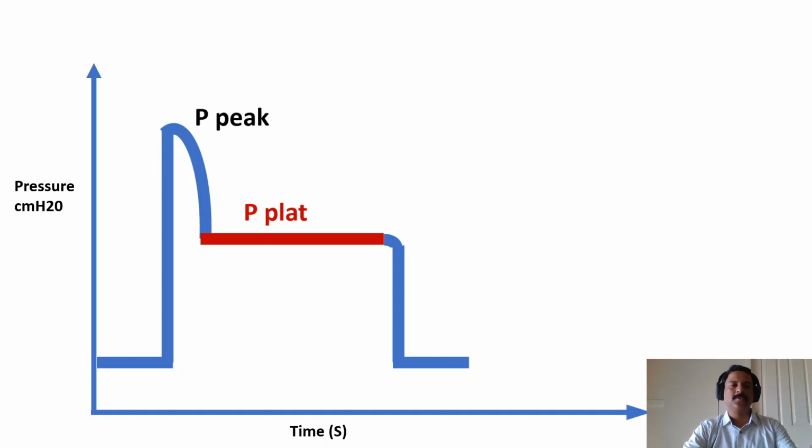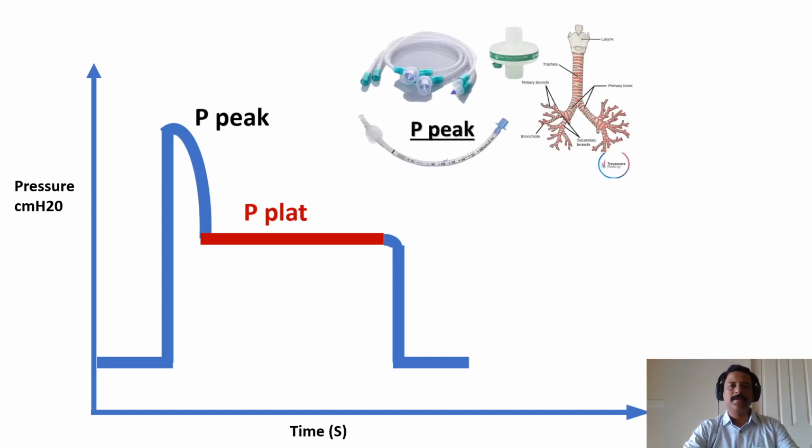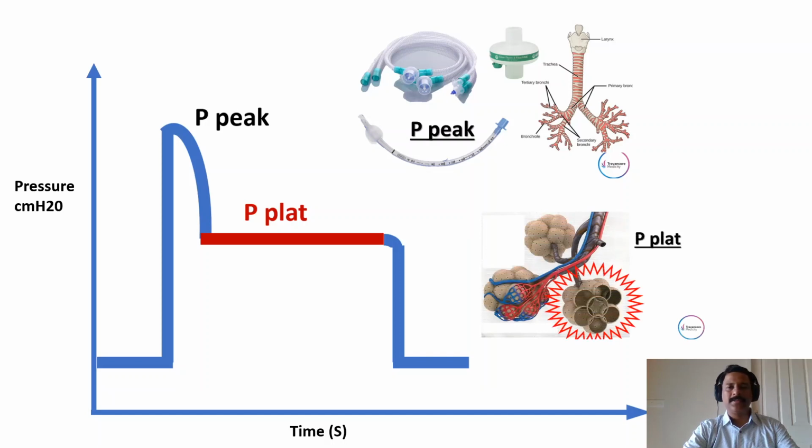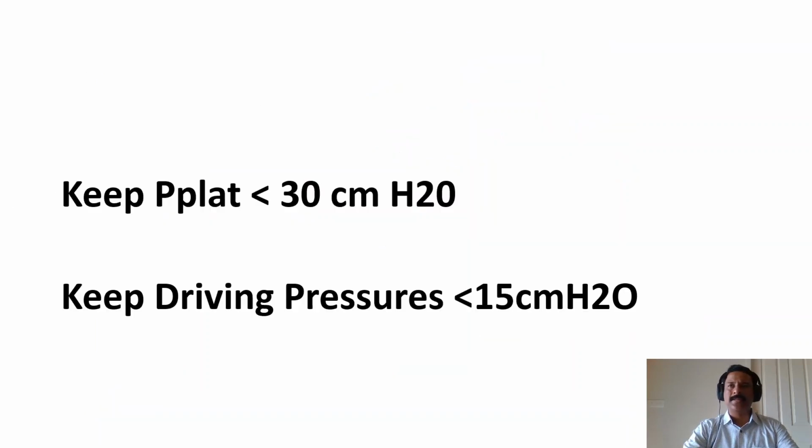We are having the highest most pressure, which is the P peak, and we are having a pressure which is constant throughout a particular time of the inspiration, that is during the inspiratory hold. This is known as the P plat. As I said before, P peak means the pressures in the endotracheal tube, trachea, bronchi, circuit and HME filter. And P plat means the pressures in the alveoli. So we always want to keep the P plat within normal limit. So always try to keep the P plat less than 30 centimeter of water, and always try to keep the driving pressure less than 15 if possible at all. This is not a magic number, but still we can follow it.